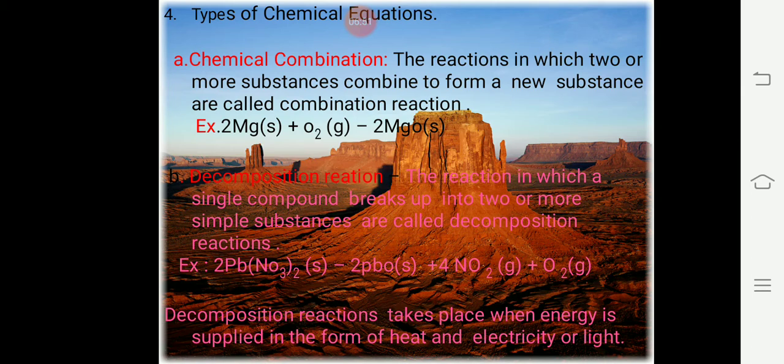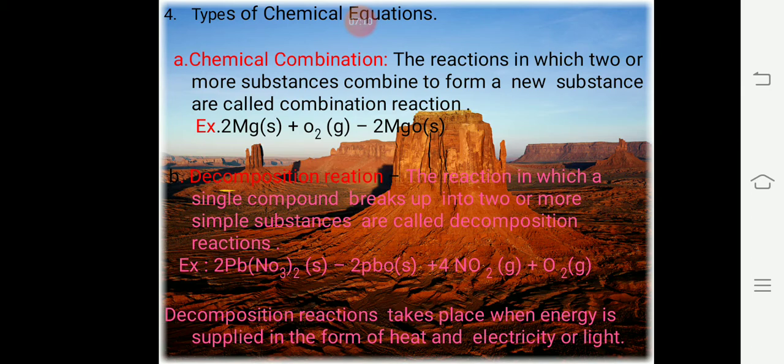Yes, here two or more substances combine to form a new substance. That is called a combination reaction. For example, 2Mg plus O2 gives rise to 2MgO. This is called a chemical combination.